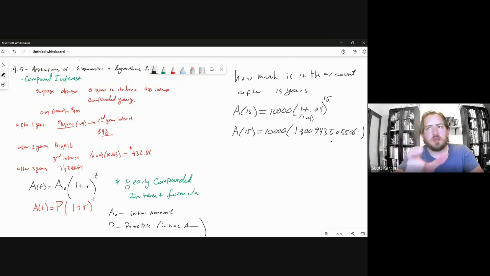But if you just keep this number in your calculator and then multiply it by 10,000, that's what I'll do. 10,000 times that, and it just moves your decimal place over. So I get the amount after 15 years is $18,009. And then my next digits are 435, so I would round that to 44 cents. And that's what I can expect to have in the account after 15 years.